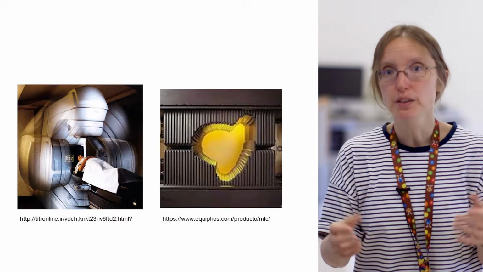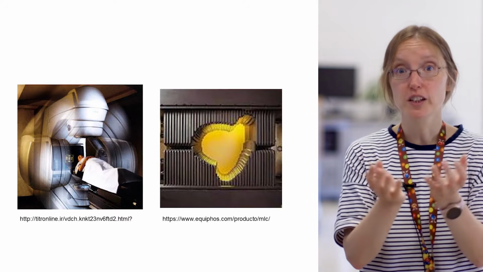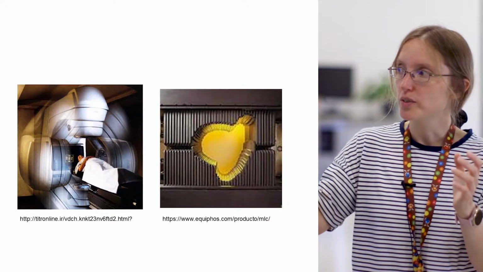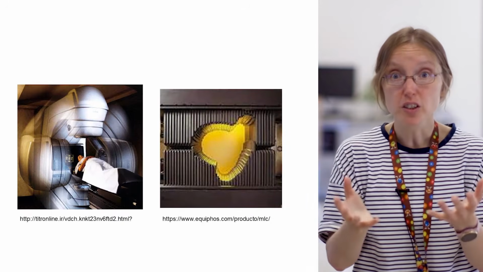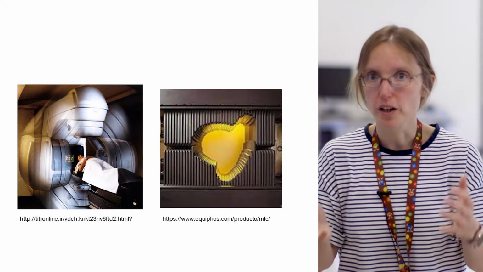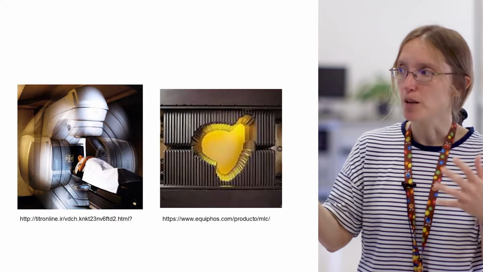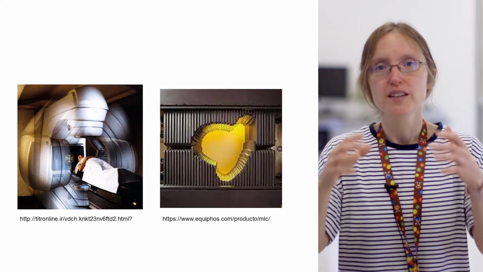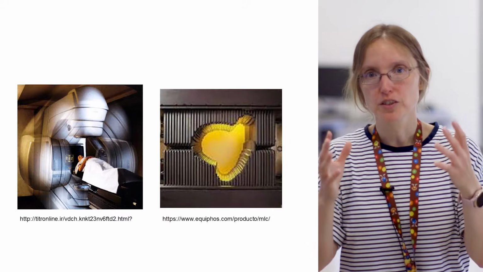So for example, if we were treating a perfectly circular aperture, we would position those leaves of tungsten so that they were in a circle. If we've got a square tumour, we would position them so the aperture was a square, etc. We can create any shape, and those are automatically moved to match the shape of the target that we're trying to treat.